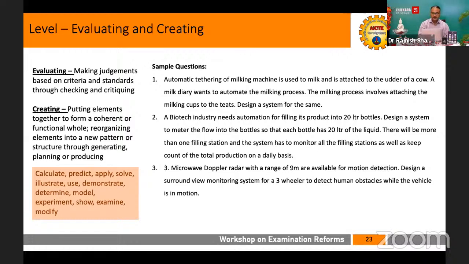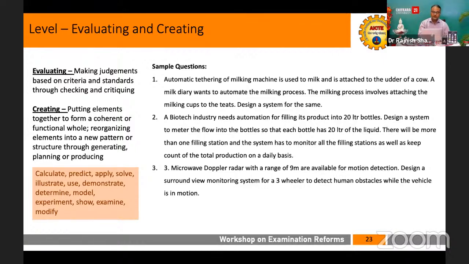That way, and then some sample questions. An automatic milking machine is used to milk, and is attached to the udder of a cow. A milk dairy wants to automate the milking process. The milking process involves attaching the milking cups to the teats. Design a system for the same. Now, as you can understand from this question, this is a high level.